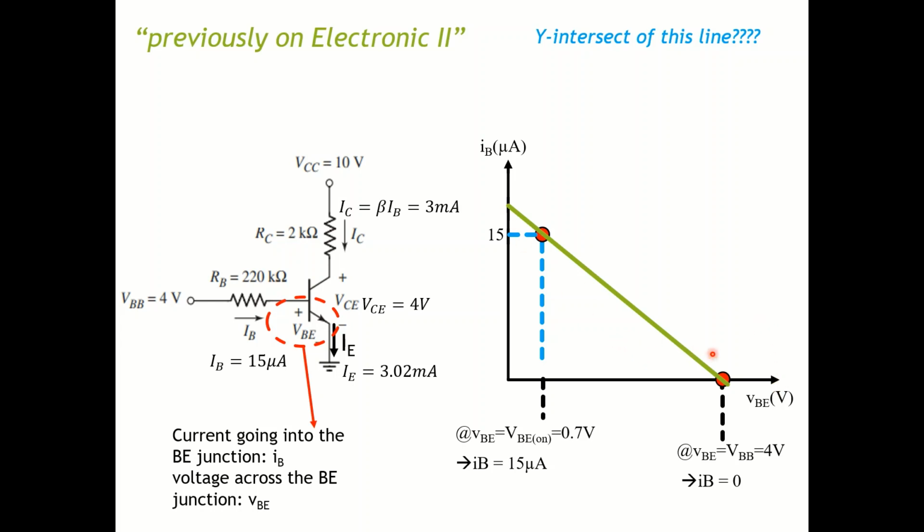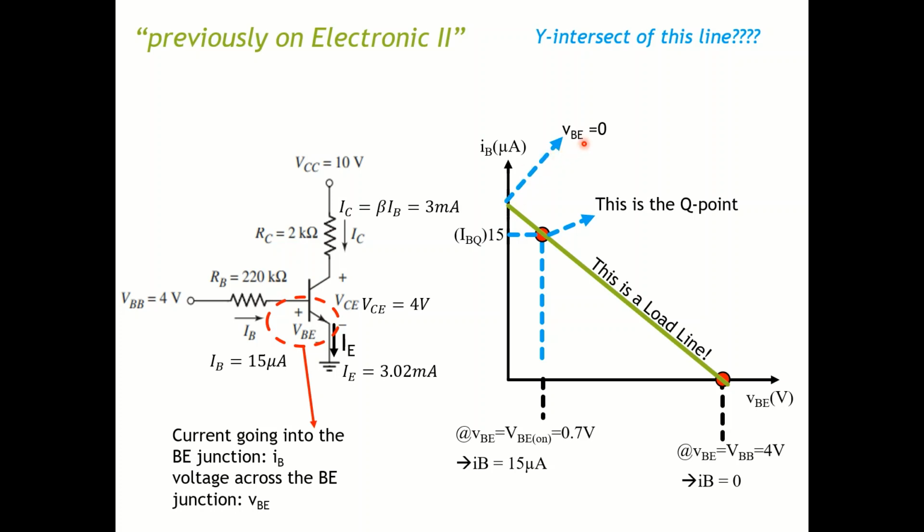So I can draw a line, and on this plot, this point has a name. It's called the Q point or quiescent point. It's basically the characteristic of your circuit when VBE equals VBE on, equal to 0.7 volt. So this is one of the important points. And this line now is called the load line. Alright, so there's a question in the beginning. If we have a line, usually we're trying to find the y-intercept. So what is the y-intercept of this line?